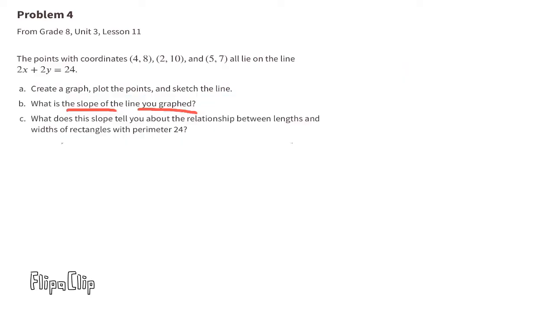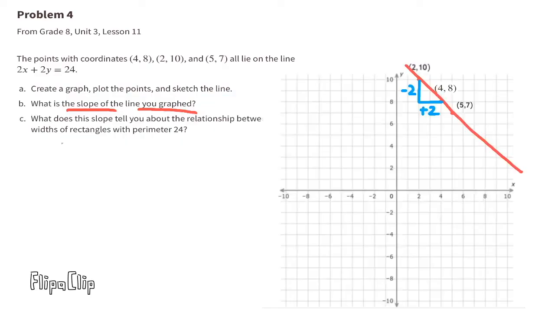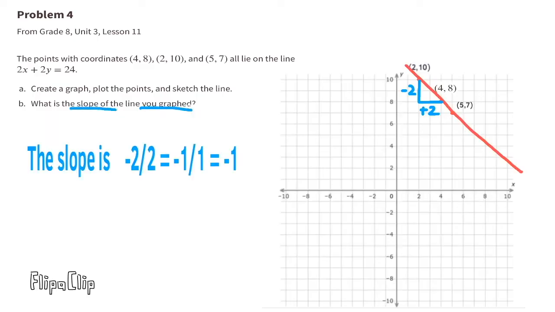B. What is the slope of the line you graphed? Down 2 and to the right 2. So that's -2 over +2, which is equal to -1. The slope of this line is -1.